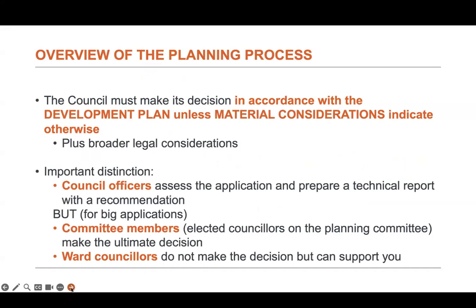On the next slide, I'm going to begin with a very quick overview of how planning decisions are made. Some of you may know this already, but I think it's important that we cover the basics first. Generally speaking, when a developer wants to build something new or change the use of something, they need to apply to the council for planning permission. The council decides whether to grant or refuse planning permission, and legislation requires them to make their decision in accordance with the development plan unless material considerations indicate otherwise. There are also some broader legal considerations, and that's going to be the main structure of what we run through today.